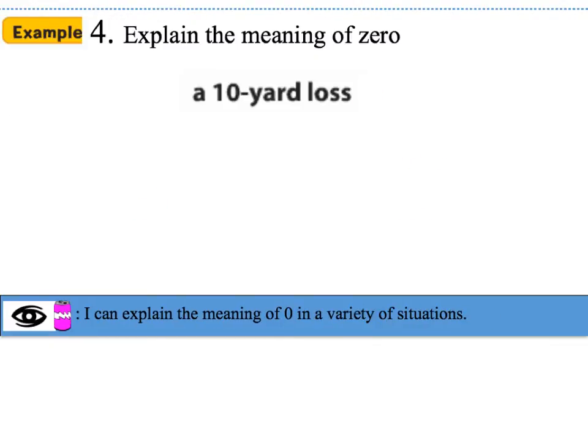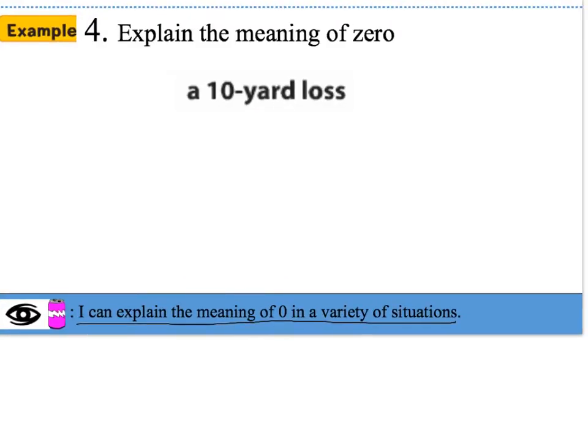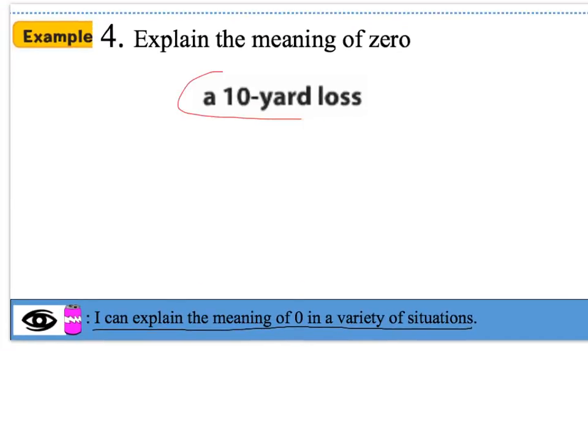For example 4, our I can statement changes. It says I can explain the meaning of 0 in a variety of situations. So we want to explain the meaning of 0 in this particular situation. So we know that a loss of 10 yards is negative 10.